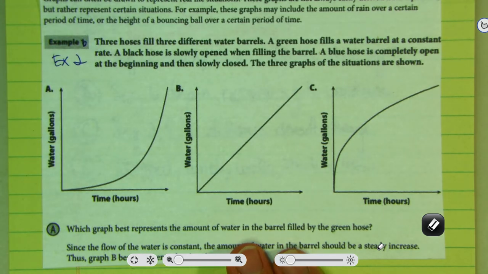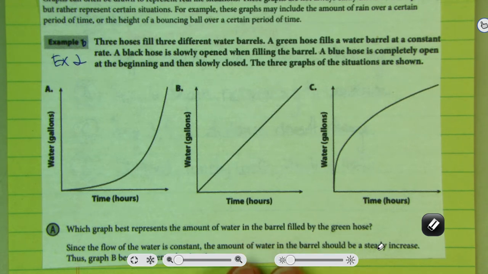3 hoses fill 3 different water barrels. A green hose fills a water barrel at a constant rate, and a black hose is slowly opened when filling the barrel. In other words, we just barely turn the water on and we keep turning it on. And then a blue hose is completely open at the beginning. It opens at full force and then it's slowly closed. So the 3 graphs of those 3 situations are shown here.